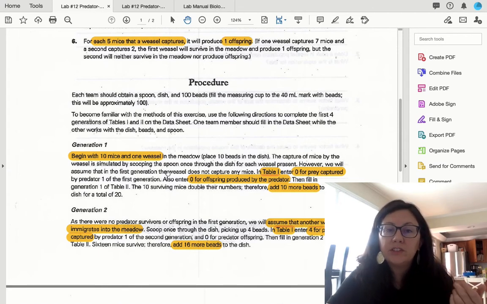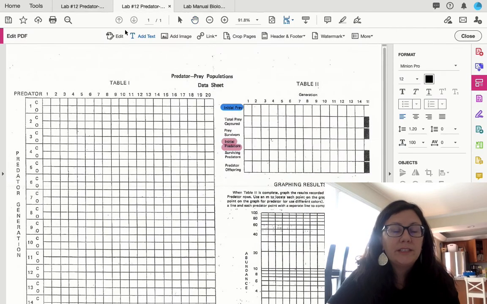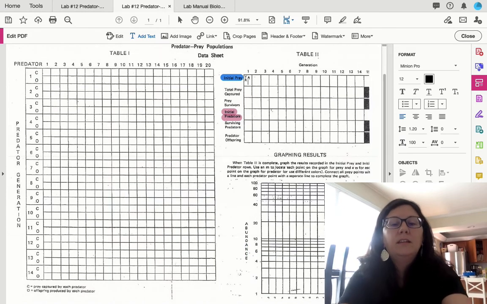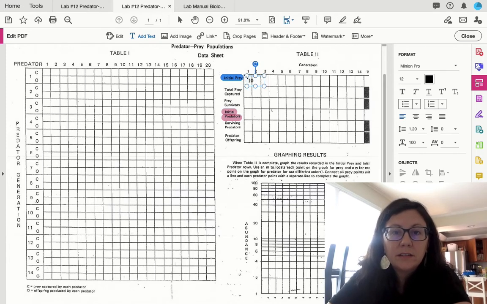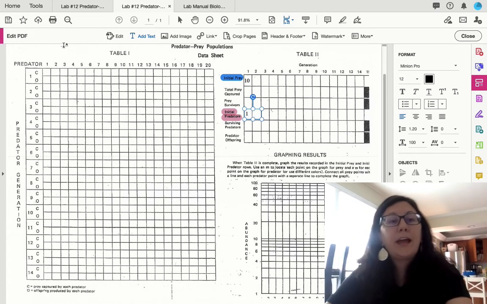However, we assume that in the first generation, the weasel does not capture any mice. So you're going to enter the initial prey, that is the mice or the M&Ms, so you have 10 to start. And then the initial predators is 1 weasel. They said it captures 0 mice.